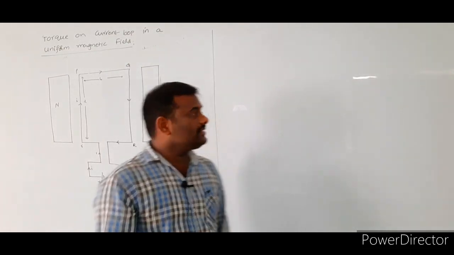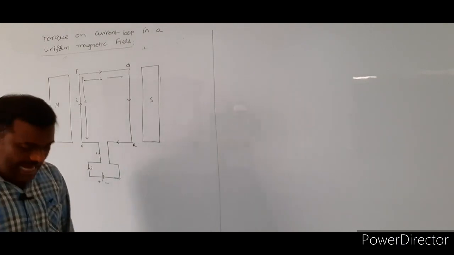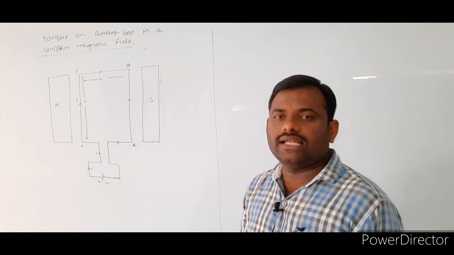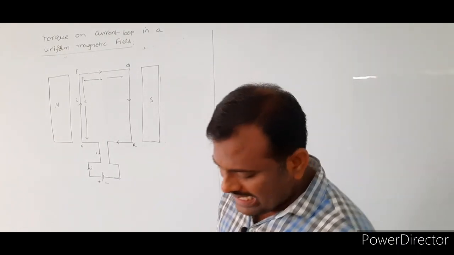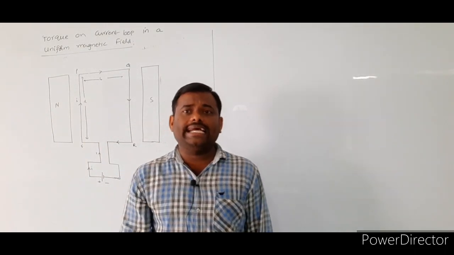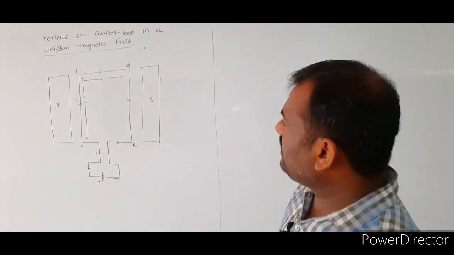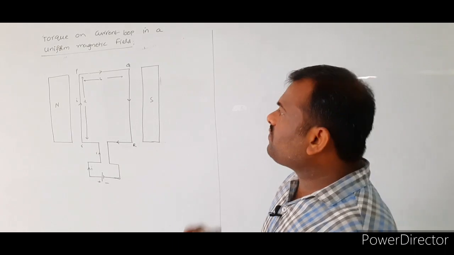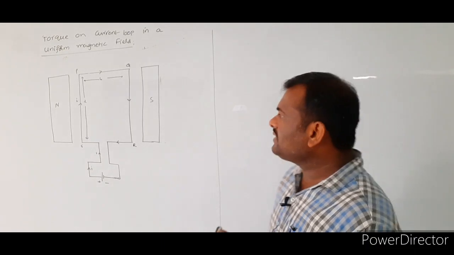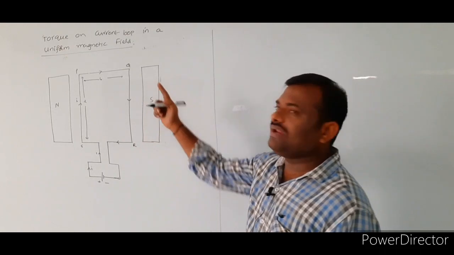The next topic is torque acting on a current loop which is placed in the uniform magnetic field. We already know that if a straight current carrying conductor is placed in a uniform magnetic field, some external force will be acting on it. But here we consider a rectangular current carrying loop.